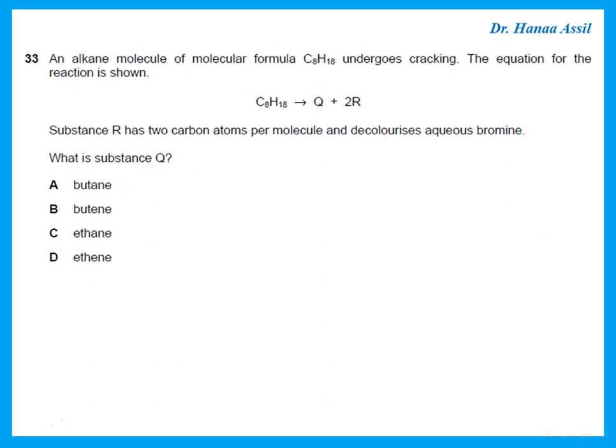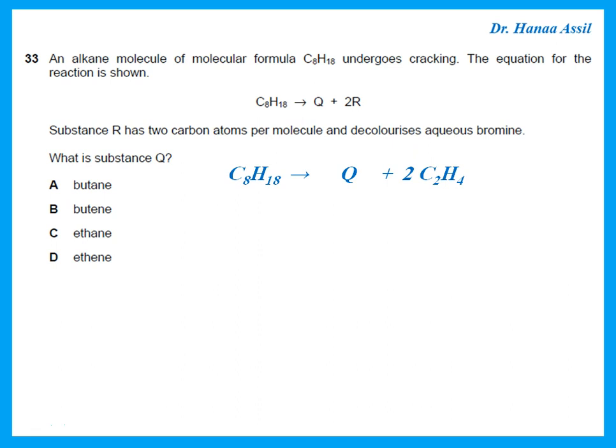An alkane molecule of the molecular formula C8H18 undergoes cracking. The equation for the reaction is shown. He's telling me that substance R has 2 carbon atoms per molecule, decolorizes aqueous bromine. You should know which kind of organic compound decolorizes aqueous bromine. They are alkenes. So he's saying that R is an alkene with 2 carbons, and I have 2 of them.